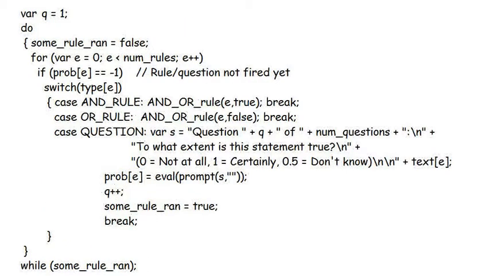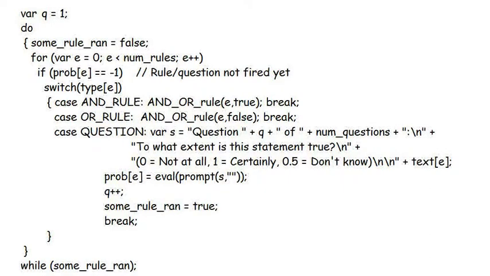The second half of the function is the part that scrolls through the entries, asking questions and running rules. Variable q starts at 1 and increases every time a question is asked, so that the screen can report it's question 1 of 6, 2 of 6, and so on. A do-while loop is then used to go through all the entries, and variable SUMRuleRan is set to false at the start of the loop.